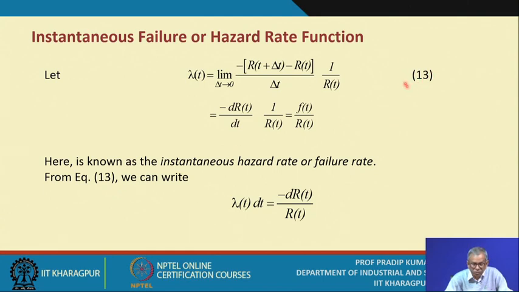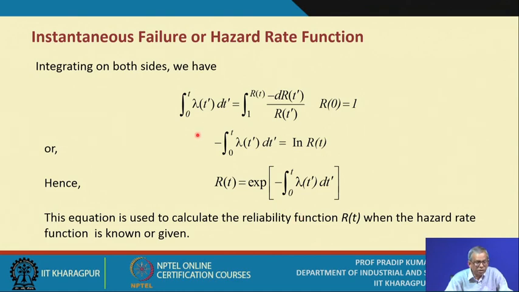If you refer to this particular equation, you will find that lambda(t) dt is equal to minus dR/R. If you integrate both sides and follow these steps, you will get these expressions: R(t) is equal to e to the power minus the integral from 0 to t of lambda(t) dt. This equation is used to calculate the reliability function R(t) when the hazard rate function is known or given.